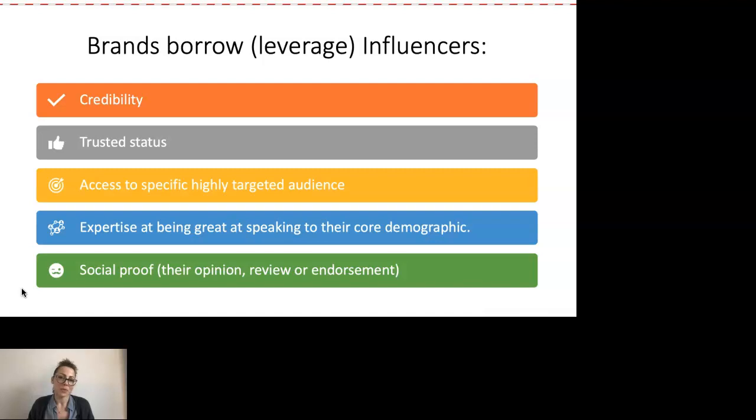So most influencers will have a very specific style that's very suited to their audience, that their audience relates to. And it's quite often difficult for brands to achieve this. And also brands are gaining their influencers' social proof, so the influencer's opinion, review or endorsement.